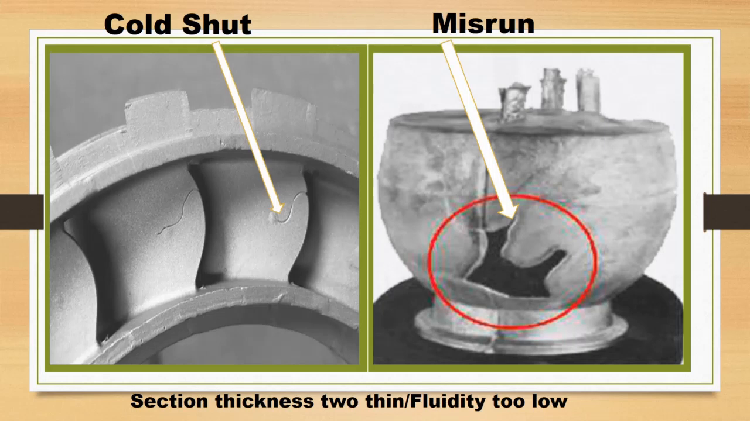Cold shut and misrun. When the section thickness of a casting is too thin or the metal temperature is too cold, so that the entire section is not filled during pouring before the metal solidifies, the resulting defect is known as a misrun. So you can see the misrun in this figure. A smooth contour, you can see. When two streams of metal running from two different gates are too cold and do not fuse together, the defect is called cold shut. Both the defects are usually caused by low pouring temperature and hence lower fluidity.